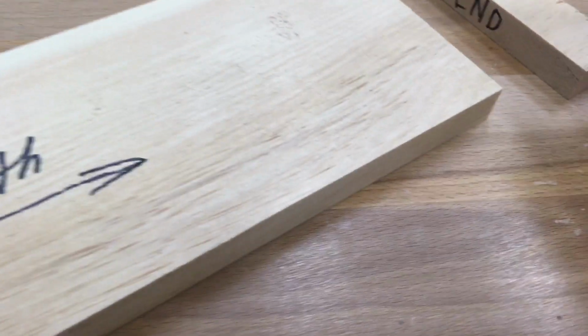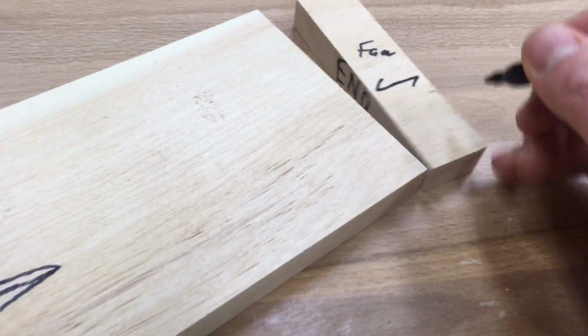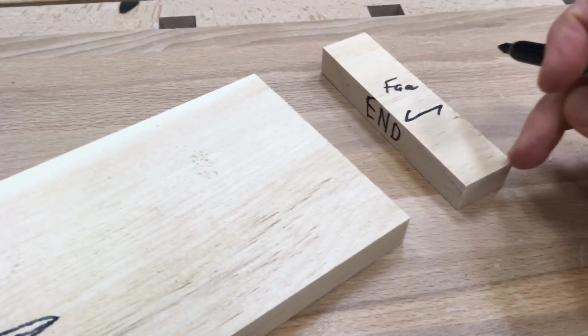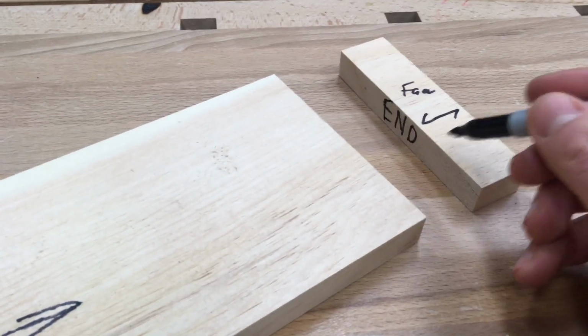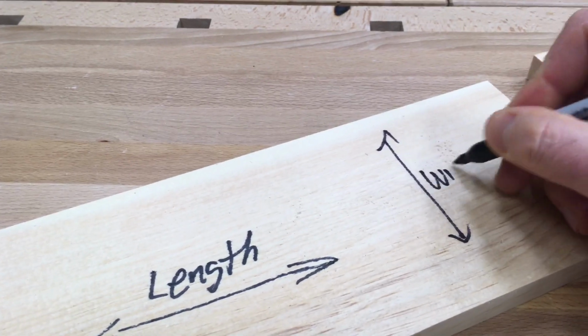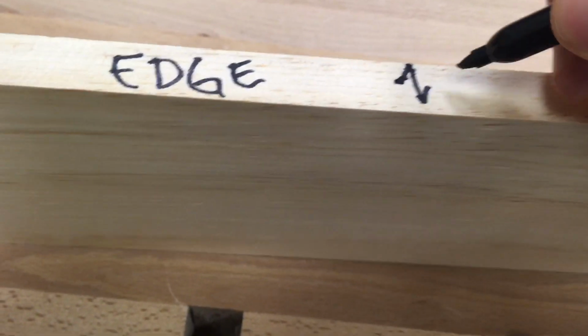Okay, the length of this board would be that direction still, even though it's shorter distance in this way. This would be the width, okay, and that would be the length. Length, width, and the edge this direction, thickness.